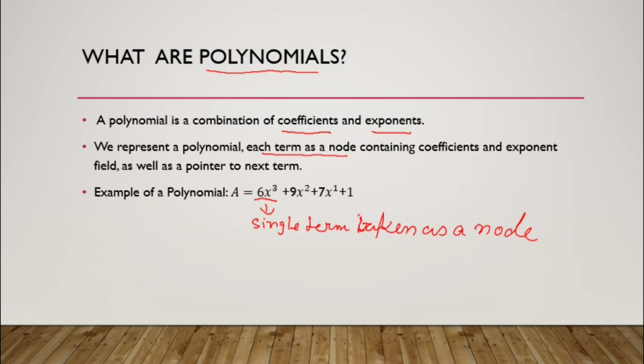Here, 6 is nothing but a coefficient, and in x to the power 3, the 3 is nothing but an exponent. So this is how we represent a polynomial. Now let us see in the next slide how we represent this particular polynomial in a linked list.